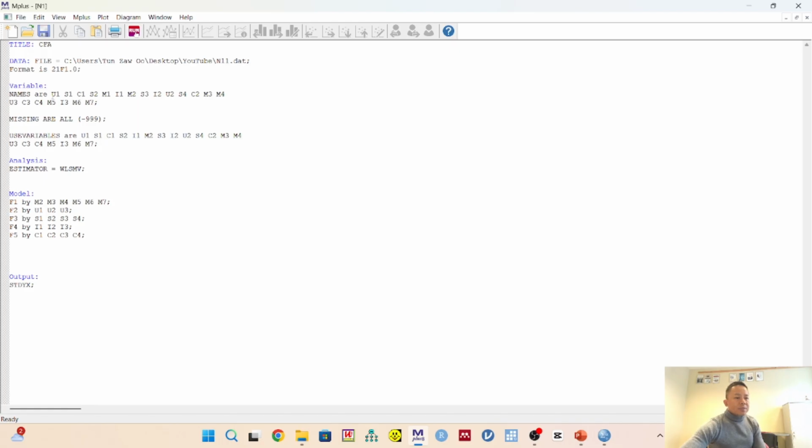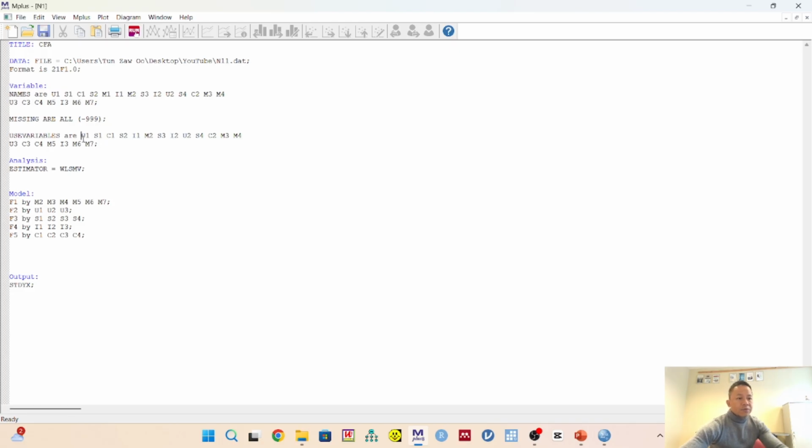These are the variable names, from 1 to 21. Missing values: we should check the missing values. I have already checked and there are no missing values, but for confirmation, I set the missing data as minus 999. In my previous video, I already mentioned the missing value. We can use different numbers, but it should be different from the common values in the data set.